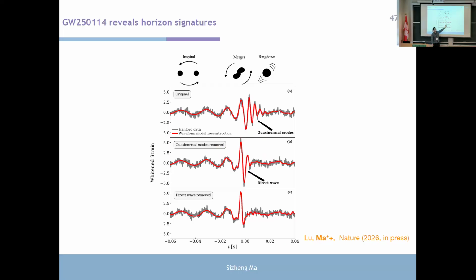The late part is emitted from this near-horizon region, and using our analytic tool, we can do a Bayesian analysis and further subtract this component from the middle panel, and this gives us the bottom panel. Again, in this case, those cycles are gone. So this suggests that the data are consistent with our theoretical interpretation.